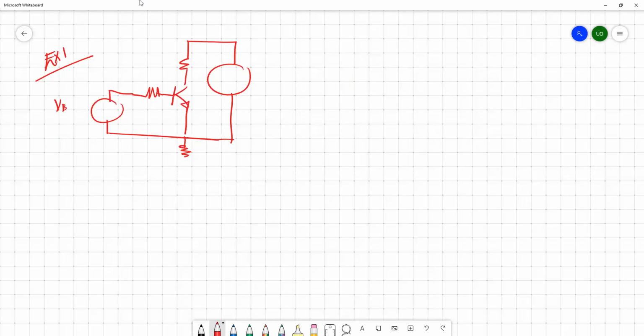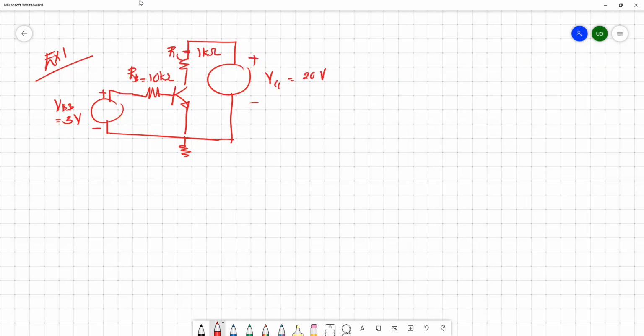So this VBB equals 3 volt, RB equals 10 kilo ohm, RC equals 1 kilo ohm. This is 20 volt. Okay, this is the simple circuit with two different power sources.